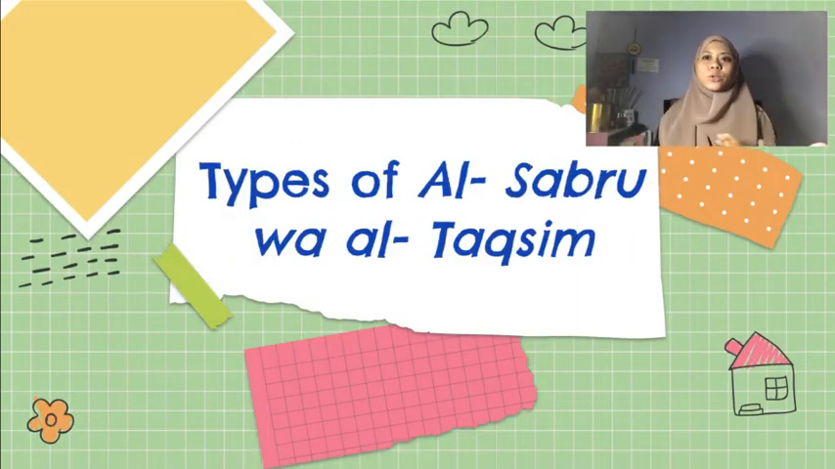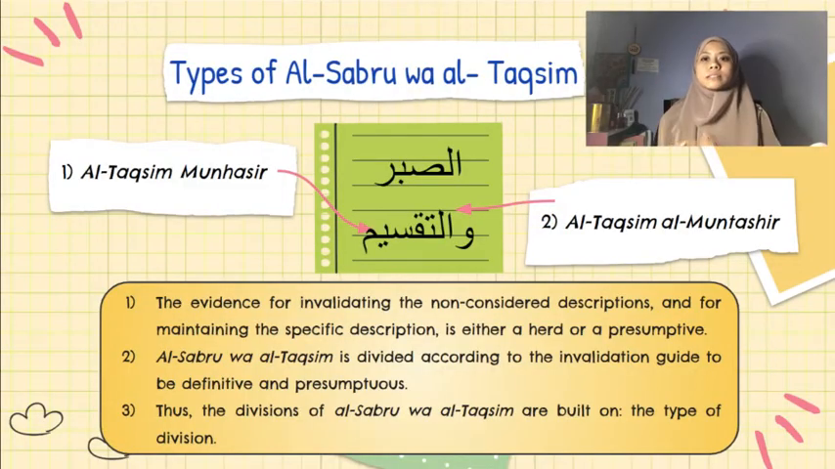Now, we will get to know types of as-sabru wa taqsim. The first method of at-taqsim is measured by al-maqis alayh, is either revolving between affirmation and negation, and it is divided into 2 parts, which are at-taqsim munhasir and at-taqsim al-muntashir.